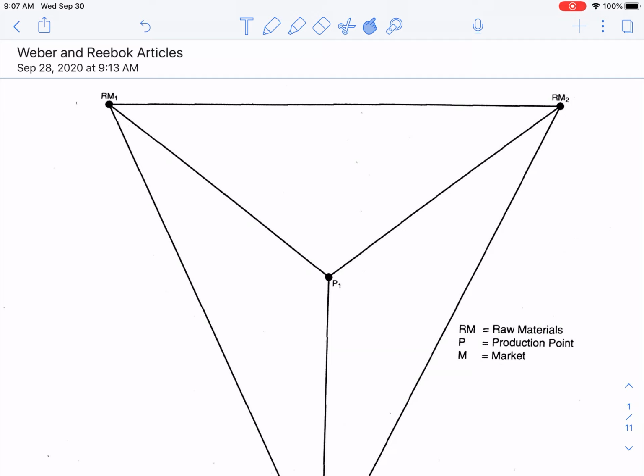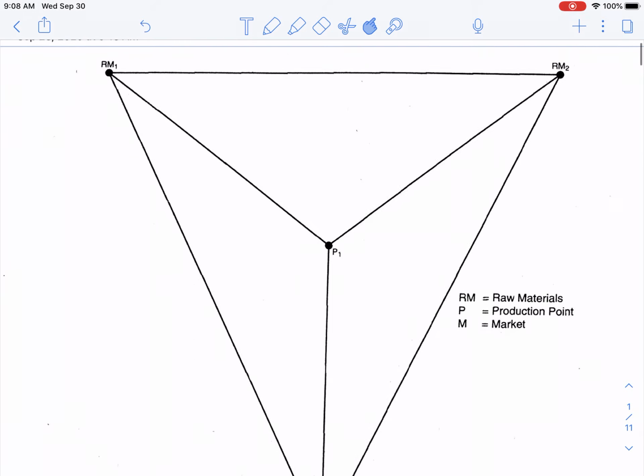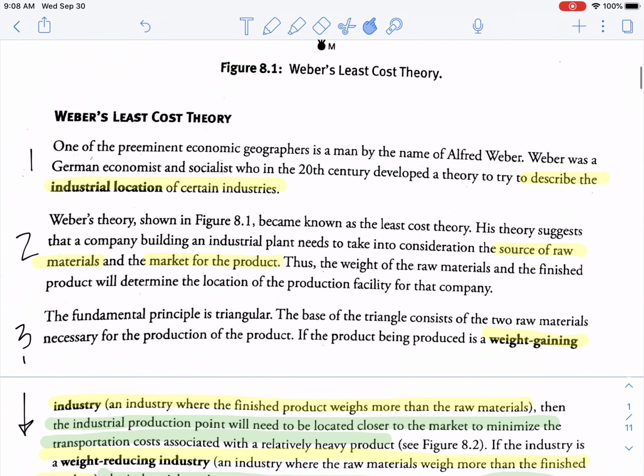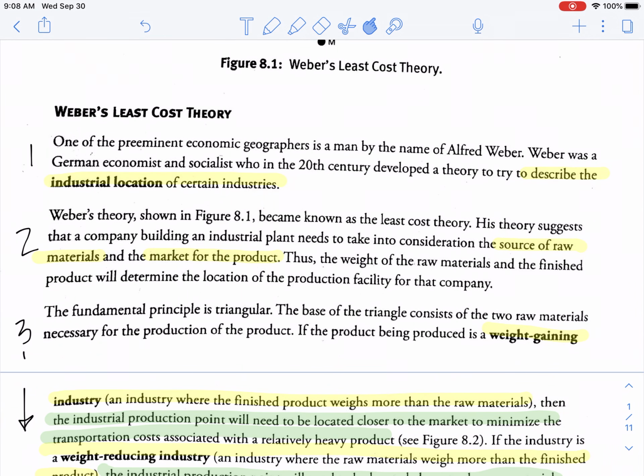You should have watched the video of the notes being narrated to you where Weber's theory of production was introduced to you. To build on that, here is a set of illustrations and an article talking to you about Weber's least cost theory.